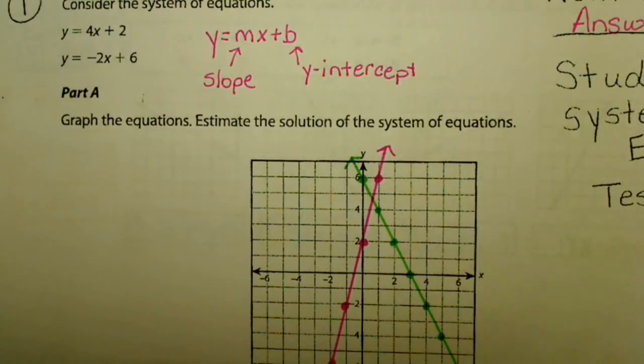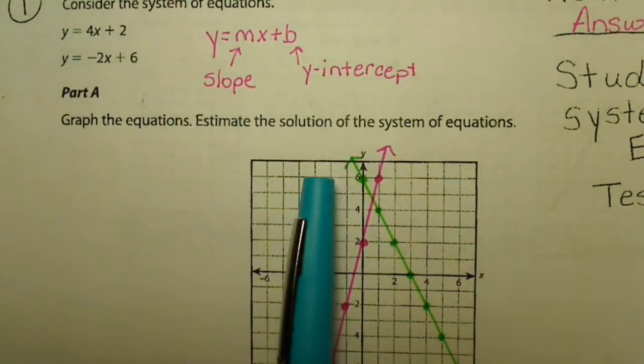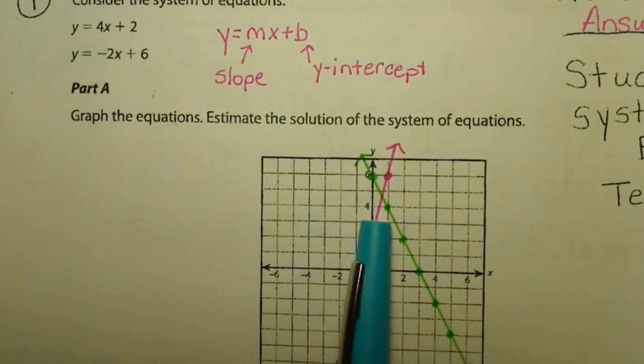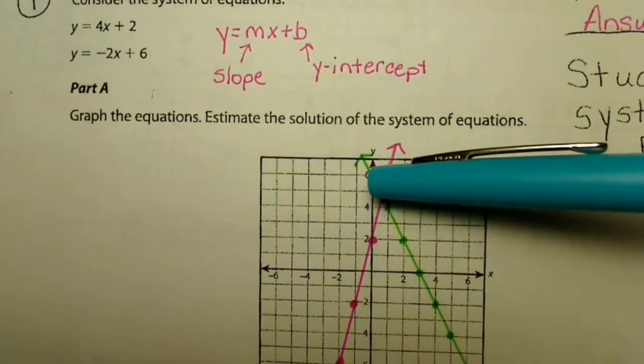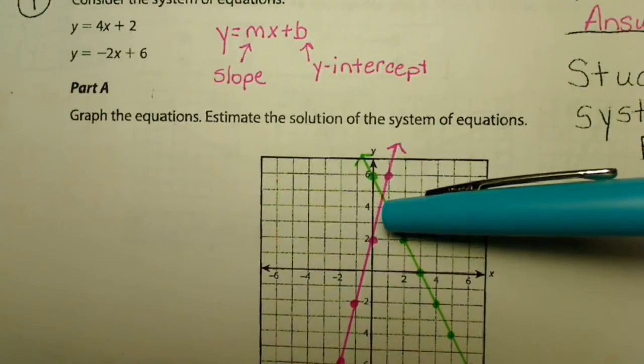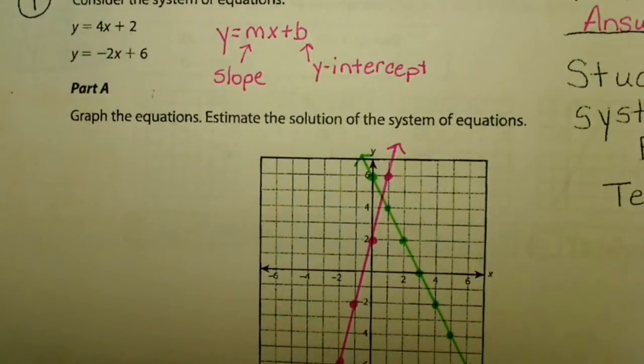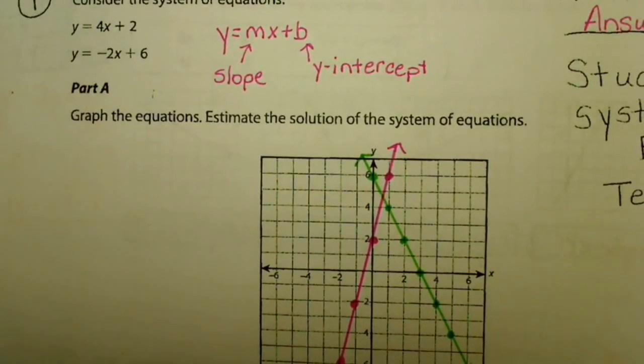It has a negative slope, so that means the line should go down. So you're going to go down 2 over 1, down 2 over 1. Okay, we graphed our lines.